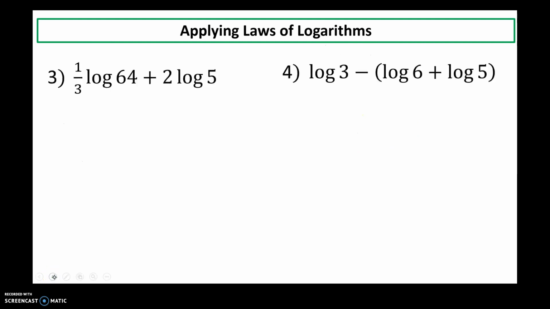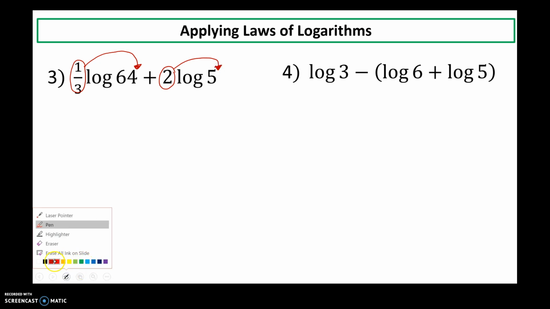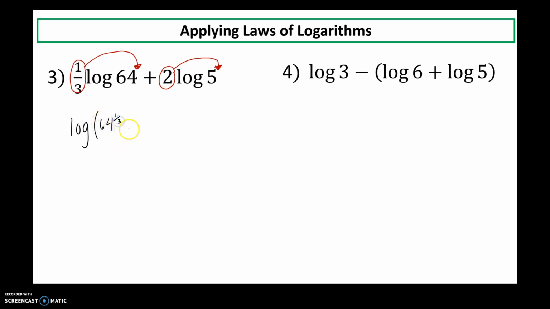1/3 log of 64 plus 2 log of 5. I'm going to condense both. I have a real number out front, so that number becomes the exponent on my base, and I'm going to use that rule on both expressions. To condense means to write with a single log, so I'm only allowed to write log one time. So this one becomes 64 to the 1/3 power. My plus sign, I condense using multiplication of 5 to the second power.